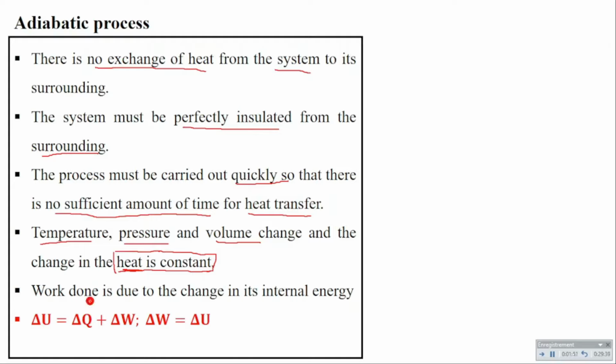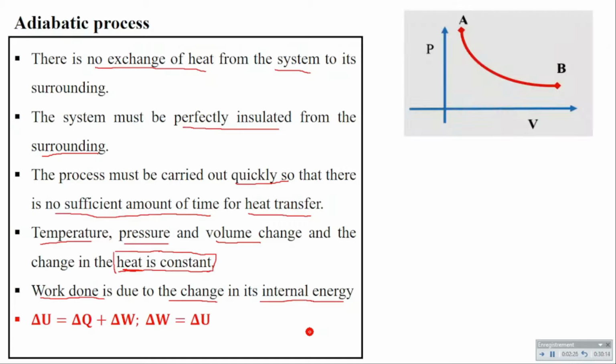But here the work done is due to the change in internal energy, because delta Q is equal to 0. So we have dU is equal to delta Q plus dW, and delta Q is equal to 0. That means the work done is due to the change in internal energy in an adiabatic process.